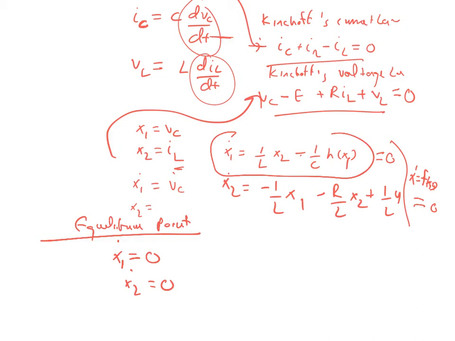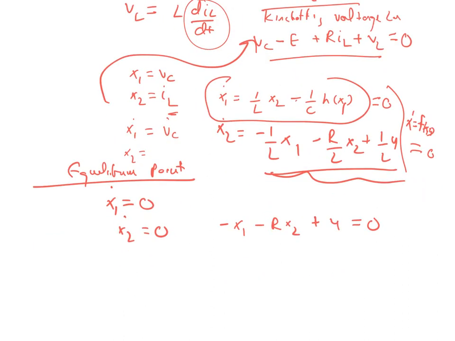So in this case, if we make this equal to 0, let's say that everything is L, so L goes to 0, right? So it becomes minus x1 minus r x2 plus u equals 0, from the second equation. That basically gives you u equals x1 plus r x2. So that's one equation.